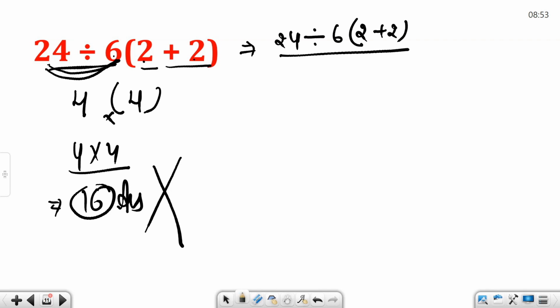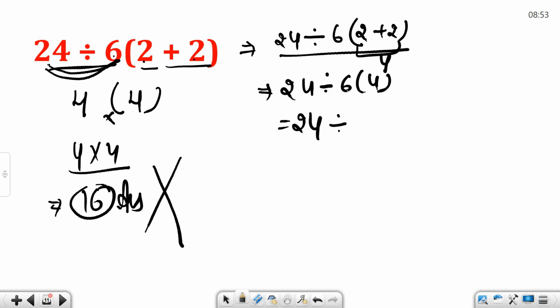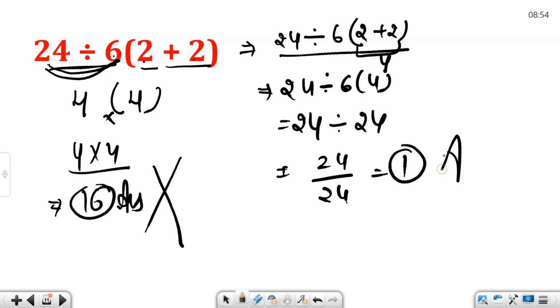Now let's solve it. First, we'll solve the brackets. According to the BODMAS rule, 2 plus 2 is 4, so we rewrite it. The question becomes 24 divided by 6, bracket 4. 24 divided by 6 is 4, times 4 equals 16. So 24 divided by 24 equals 1, which is the right answer.